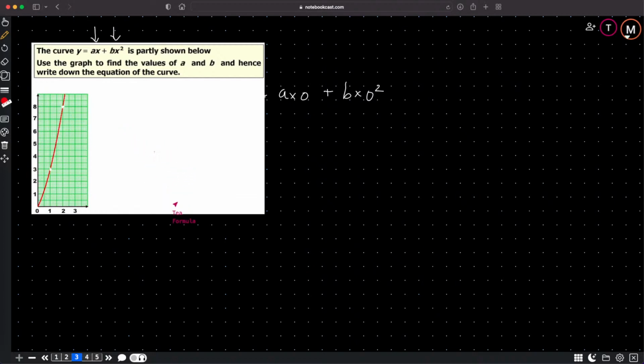So I'll write that down maybe here because I've got probably some work to do. 2 is in line with 8. So we've got 2 coordinates.